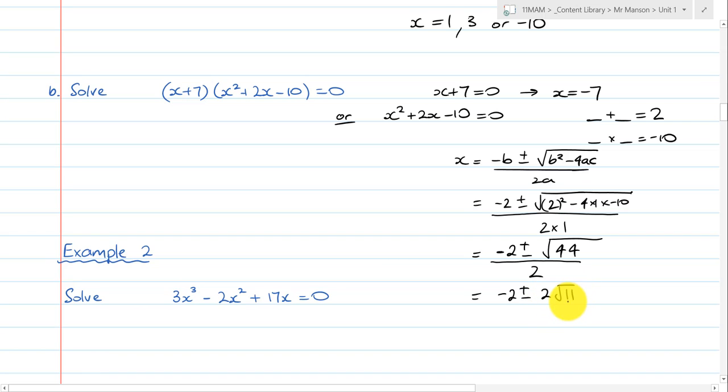Remember that surd stuff at the end of term 1? 44 divides by 4. It's 4 times 11. The square root of 4 is 2. So the root of 44 is 2 root 11. If you do this in your calculator though, it'll do that for you. And we're not testing your surd ability here.